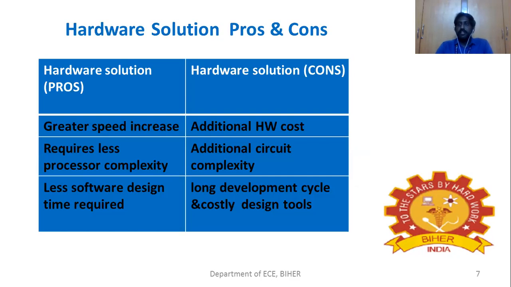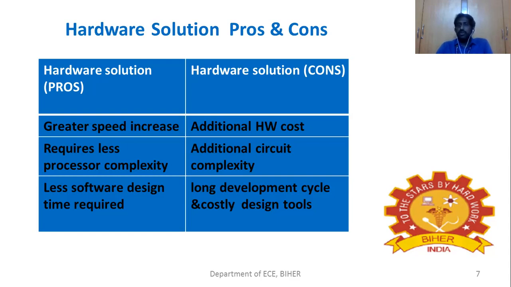So these are the advantages and disadvantages of a hardware solution. Greater speed increase can be achieved by a hardware solution. We already discussed the microprocessor and its speed, which is related to the oscillator frequency, the crystal oscillator frequency used. To attain a high frequency of operation, we need to choose a crystal oscillator accordingly. Here also we are considering the parameter. For achieving greater speed, you need to concentrate on a hardware solution only.